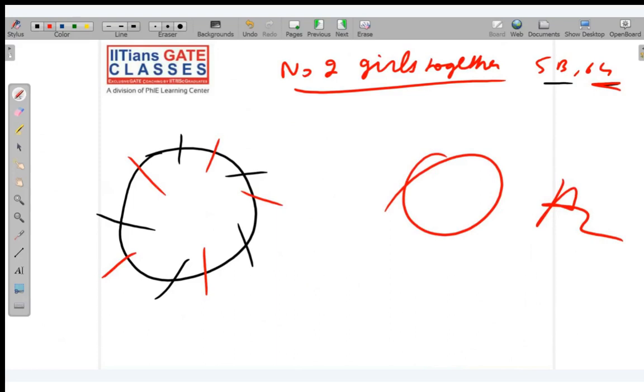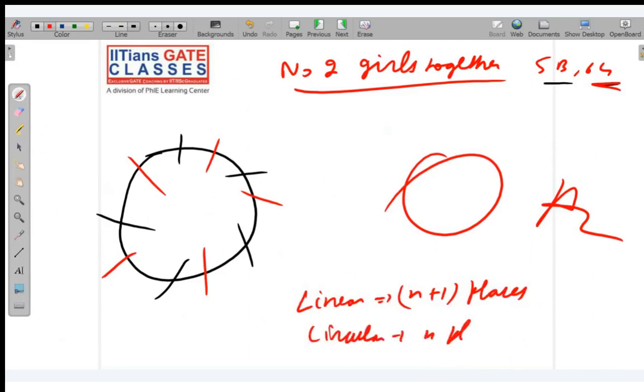Okay. So the difference between linear and circular is: in linear, n plus 1 places are generated, but in circular only n places will be generated. By placing n things, in linear n plus 1 places are created, but in circular n places are created. Please take a snapshot. I will jump to the next slide.